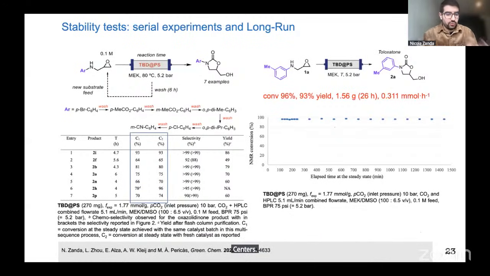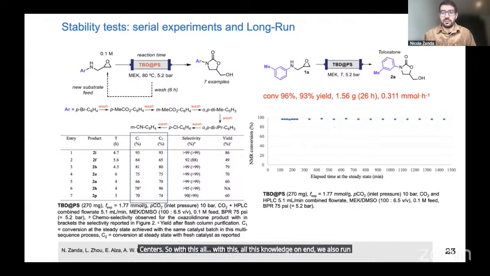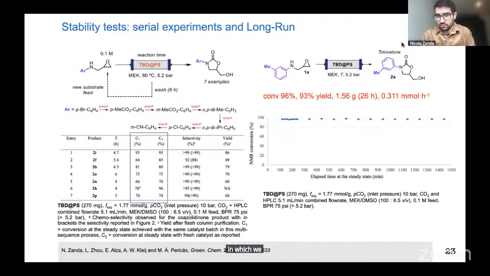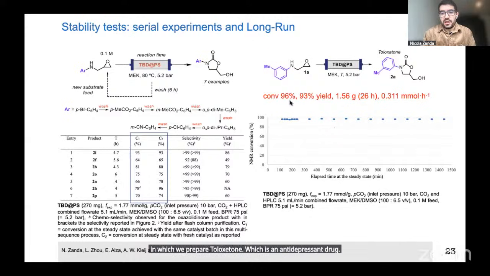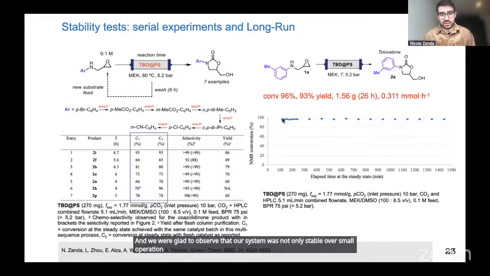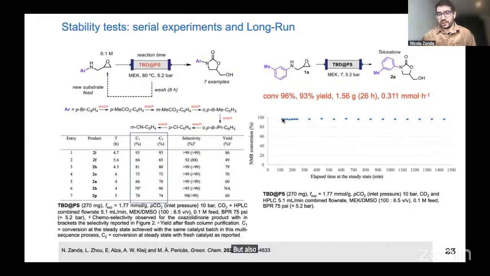So with this knowledge in hand, we also ran a one-day experiment, so for 26 hours, in which we prepared toloxatone, which is an antidepressant drug. And we were glad to observe that our system was not only stable over small operations repeated over 2 weeks, but also over one long operation during 1 day. And as you can see here, we could actually collect almost 1.6 grams after all these experiments.